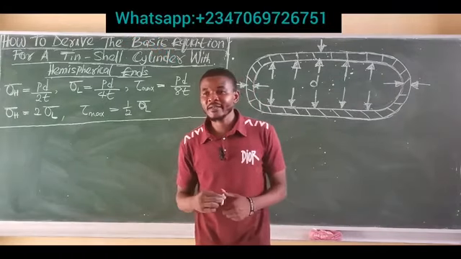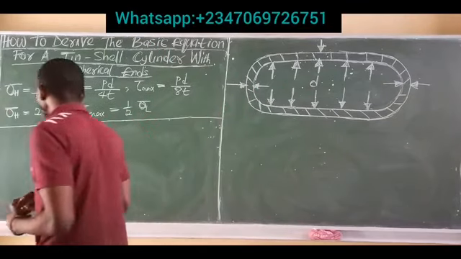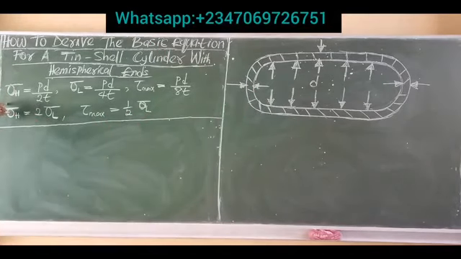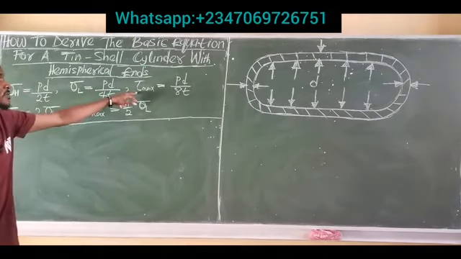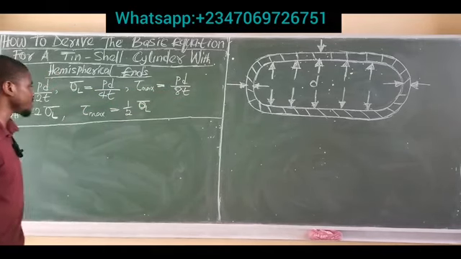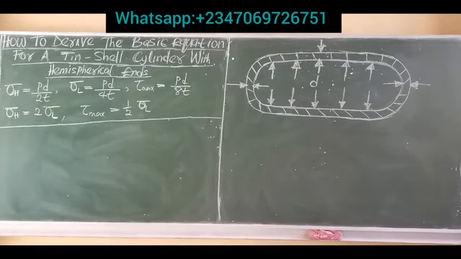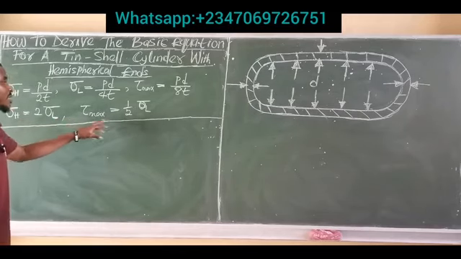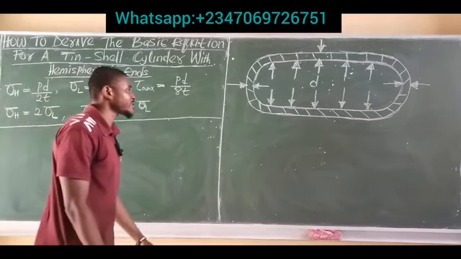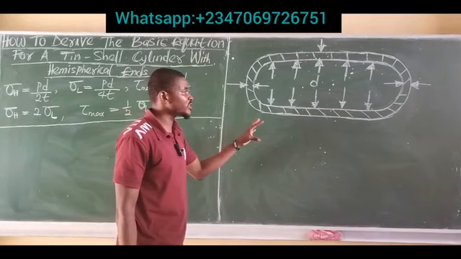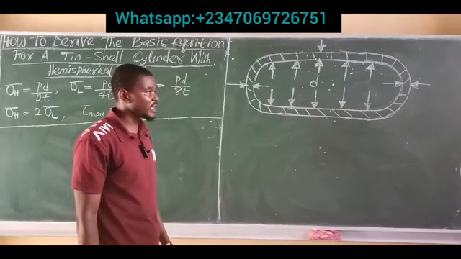All right, welcome back. Remember earlier we said that the hoop stress is given as PD all over 2t, longitudinal stress is given as PD all over 4t, and the maximum shear stress is given as PD all over 8t. And in general, the hoop stress is usually 2 times the longitudinal stress, and the maximum shear stress is usually half the longitudinal stress. Now let's consider this cylinder. This is a thin shell cylinder with hemispherical ends.